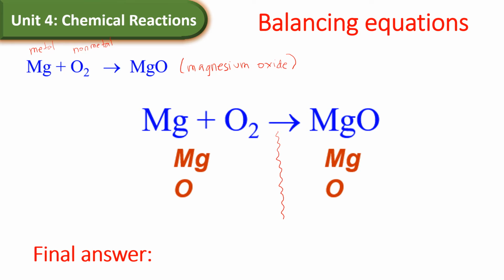Now, the next thing to do is to write the number of atoms. How many atoms in your reactant side for magnesium? Okay, magnesium has only one atom. How about oxygen here? This is 2. How about on the product? How many magnesiums are here? There is only 1. And how many oxygens are here? There is also 1.